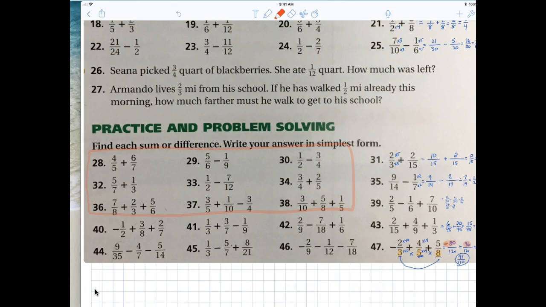Can I go get my binder really quick? Yeah, quickly. No, binder's in my book. Hurry up.